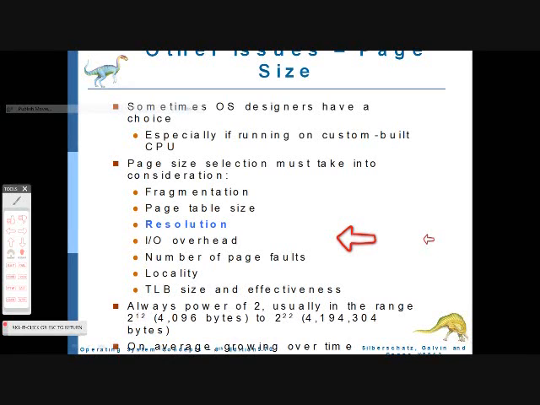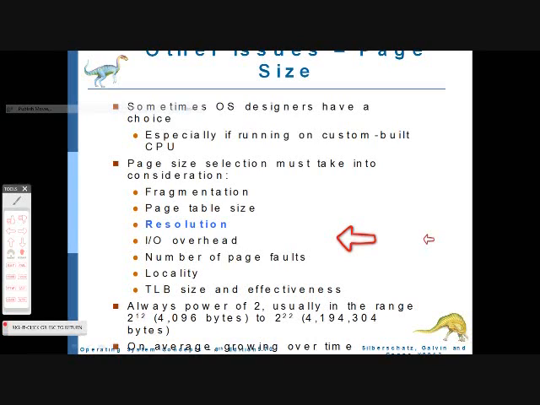Another is page table size. When you decrease the page size, then the page table size of every process will grow, no? It is inversely proportional to the page size. When the page size increases, there will be, I think, a negative correlation with the page table size.